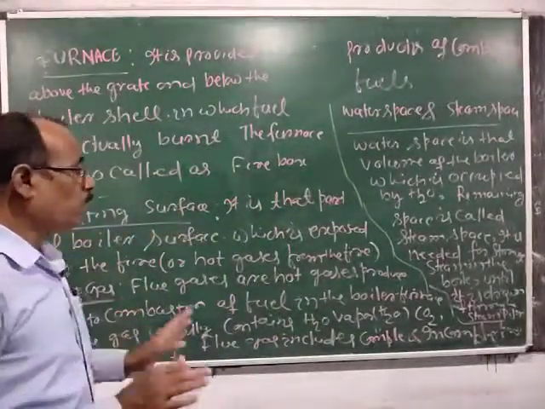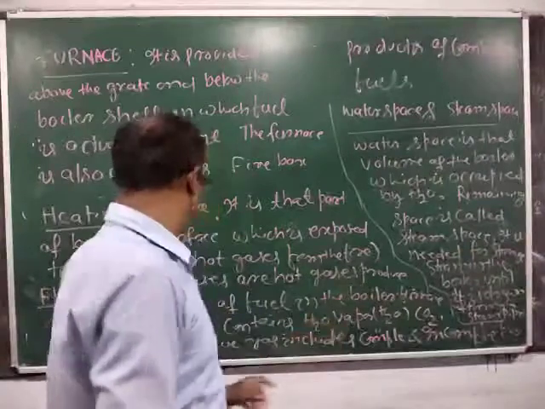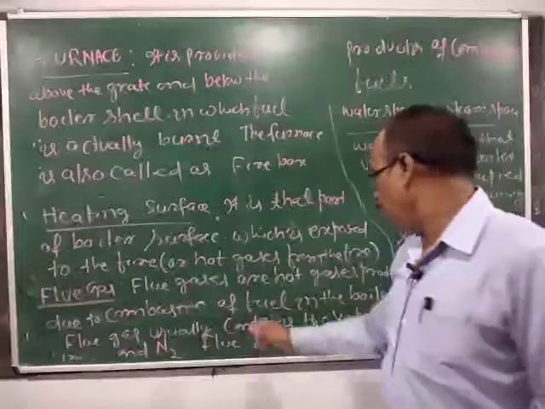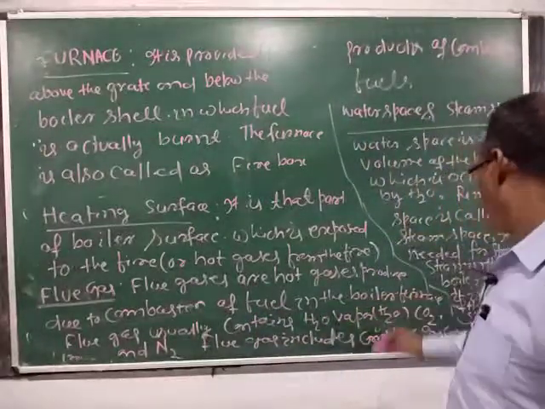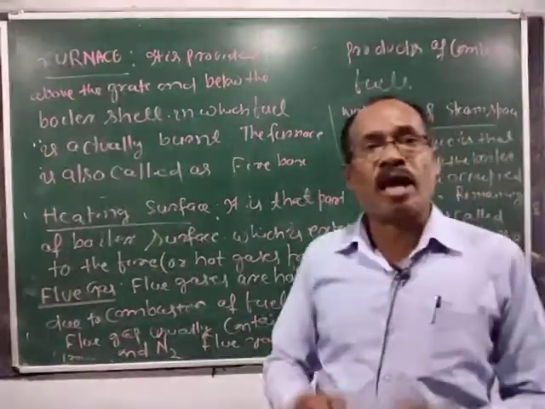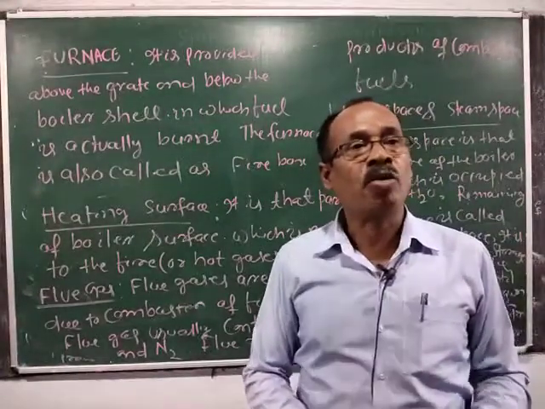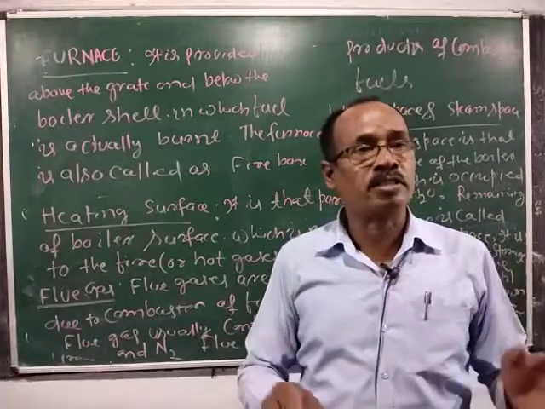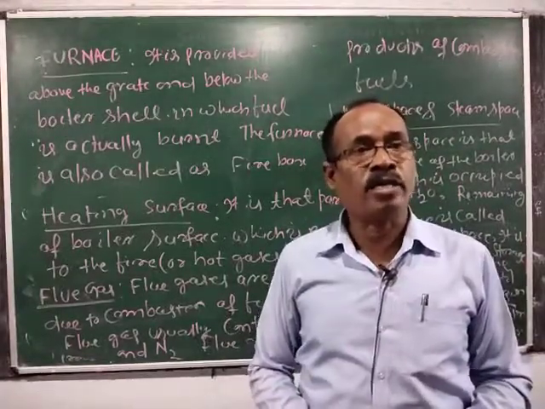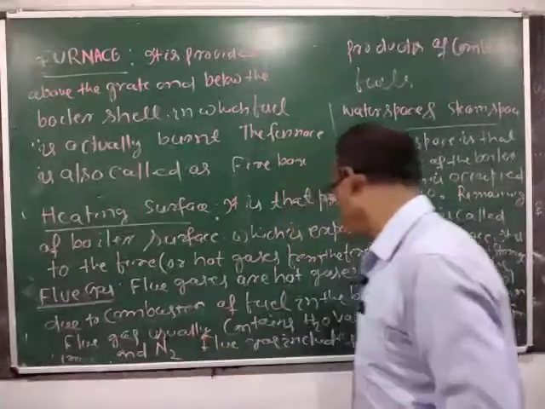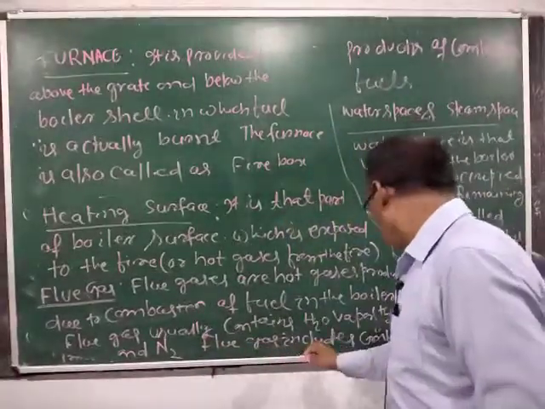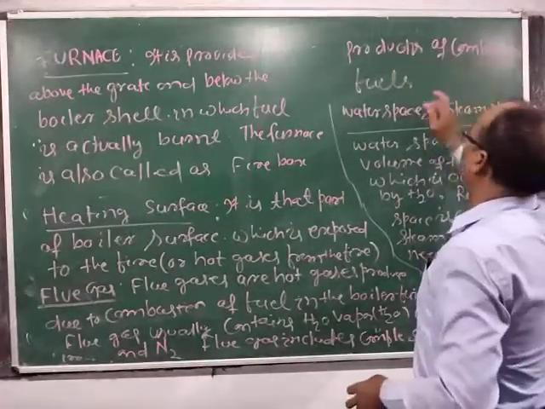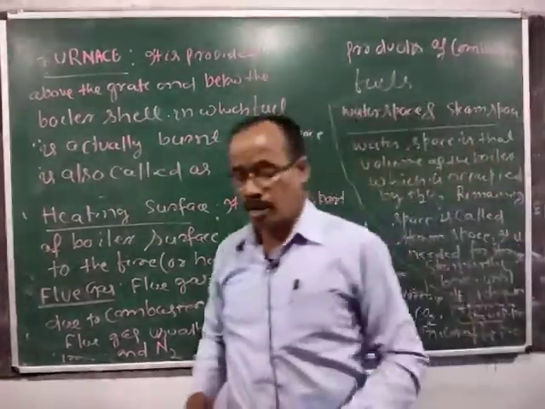Next point, flue gas. Generally, flue gases are hot gases produced due to the combustion of the fuel in the boiler furnace. Flue gas usually contains water vapor, that is H2O, carbon monoxide, that is CO, and nitrogen, N2. Flue gas includes complete and incomplete products of combustion of fuel.